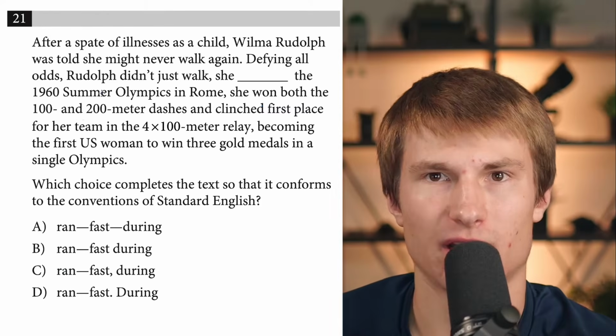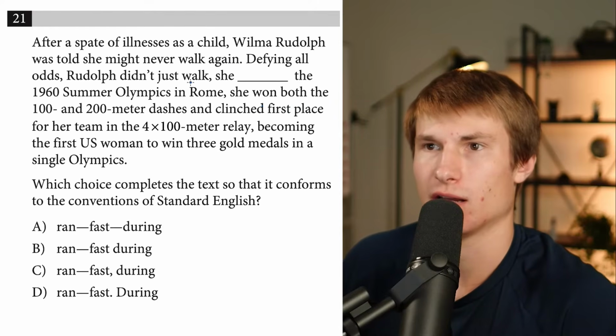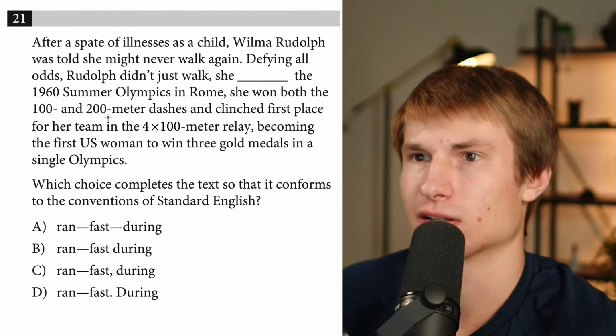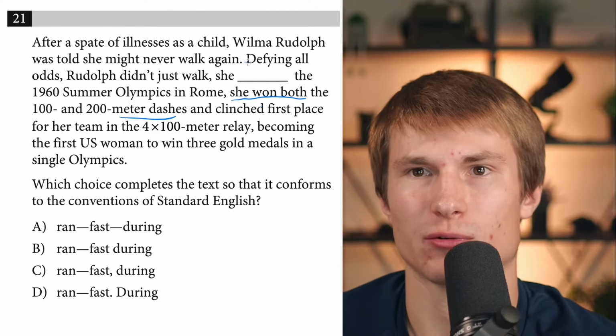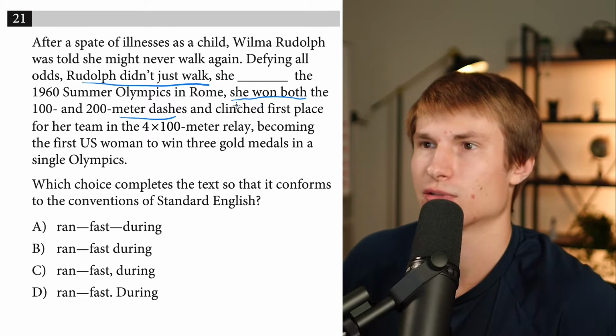Question 21. After a spate of illnesses as a child, Wilma Rudolph was told she might never walk again. Defying all odds, Rudolph didn't just walk. She ran fast during the 1960 Summer Olympics in Rome. She won both the 100 and 200 meter dashes. Okay, that's an independent clause there. Before it, we also had an independent clause: Rudolph didn't just walk, she ran. Okay, so two independent clauses that we're connecting.